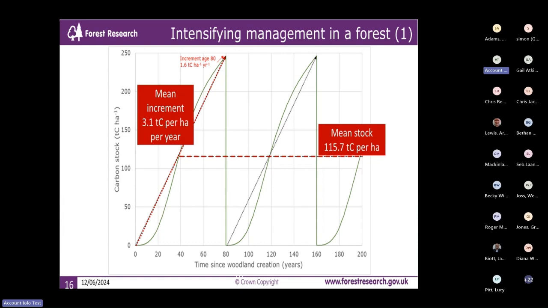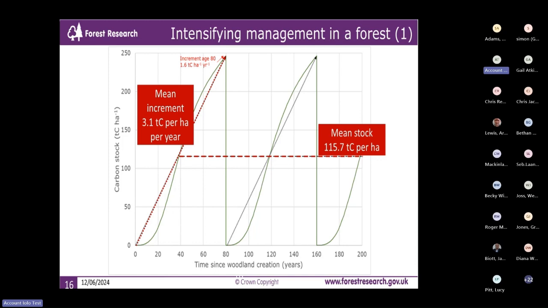But there is a risk. What if we said, right, best thing we can do, produce more wood products, isn't it? Well, there's a risk here. Here's a stand of Sitka spruce managed on an 80-year rotation, maybe for landscaping reasons. And it's got a mean increment over its rotation of 3.1 tonnes carbon per hectare per year. You can see that in the red arrow going skywards. But you can also see the mean carbon stock. It's 115.7 tonnes carbon per hectare.